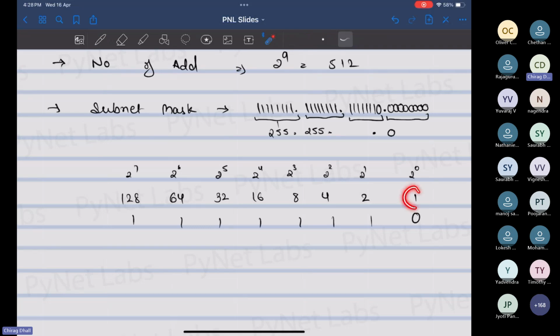Now we are not considering the last 1. So what will be the outcome? 254, right? We are not considering the last one. So the outcome of this is going to be 254, correct? So that's going to be my subnet mask.